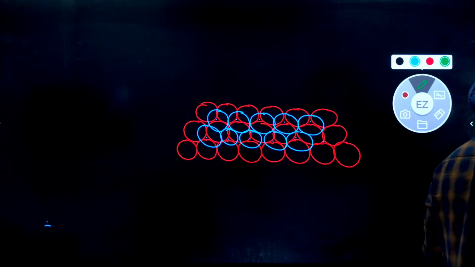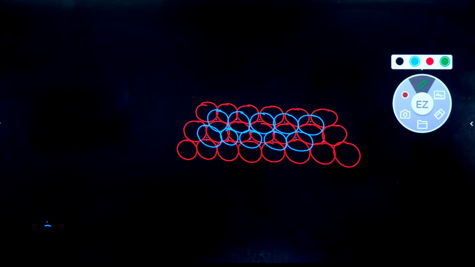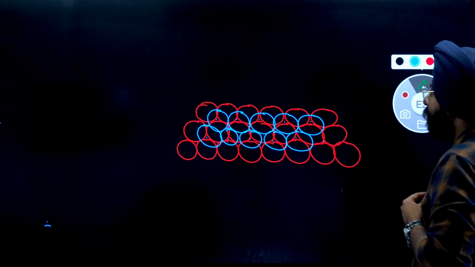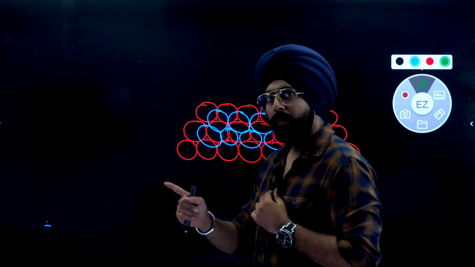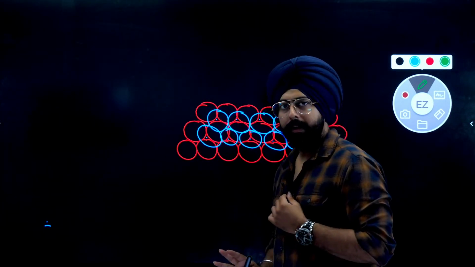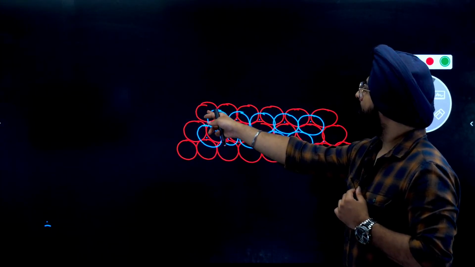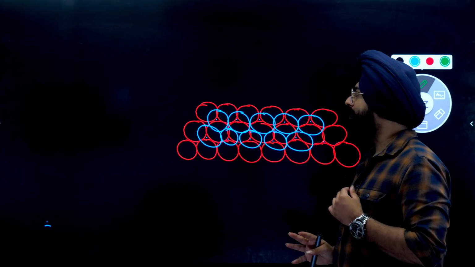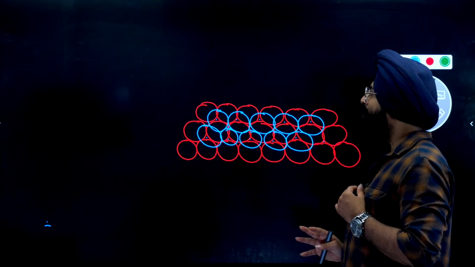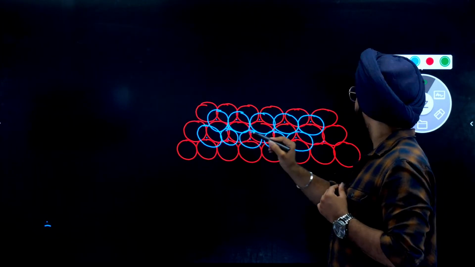Where can we place the third layer of things? We can either place the third layer on the gaps of the blue layer, or we can place the third layer where the first layer already is. ठीक है? दोनों चीजें कर सकते हैं अपन. The third layer can be placed in these particular gaps.